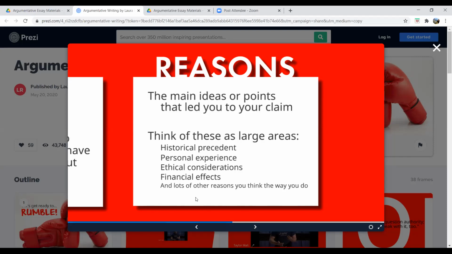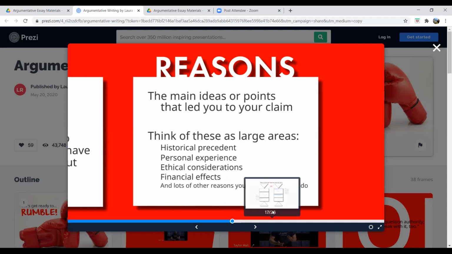We can think about things like historical precedent, personal experience in your life, ethical considerations, that means if something's right or wrong, financial effects, and lots of other reasons you think the way you do. We're going to see examples of these in the pro and con essay about energy drinks today.